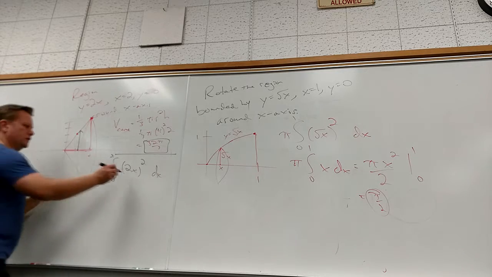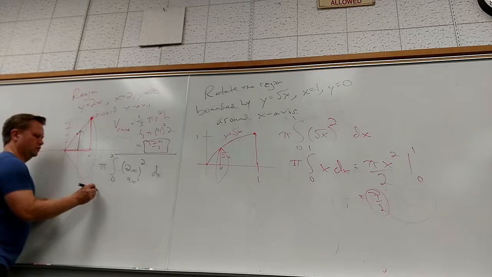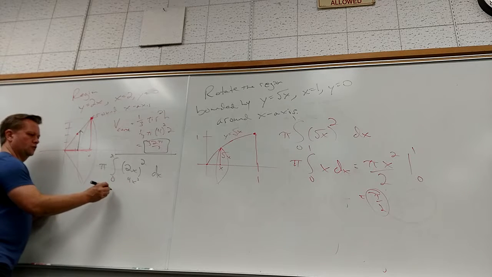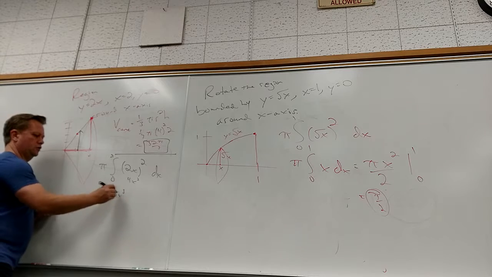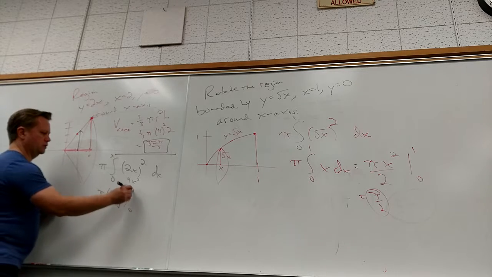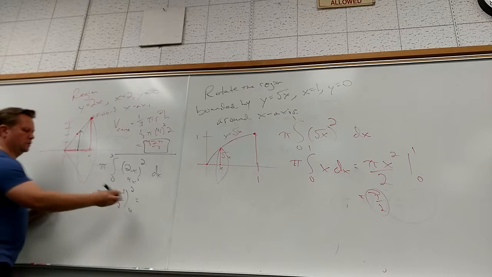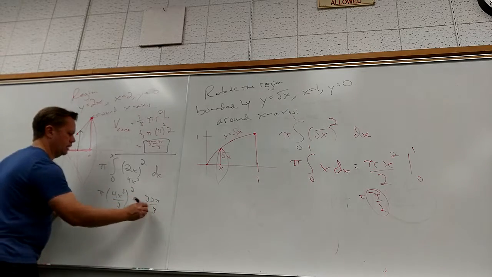So this is relatively easy. This is 4x squared. So when you integrate, you get 4x cubed over 3, right? From 0 to 2. When you throw a 2 in there, you get 8 times 4 is 32 pi over 3, which is what we just got.